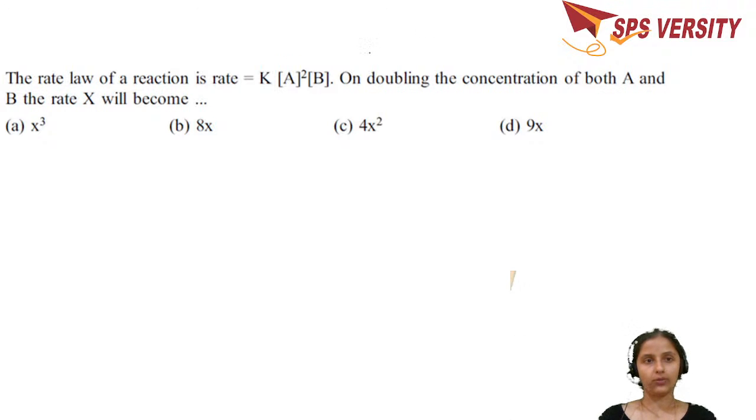So the rate law for the reaction is given. On doubling the concentration of both A and B, the reaction is of second order with respect to A and first order with respect to B. On doubling the concentration, what are you going to do here?